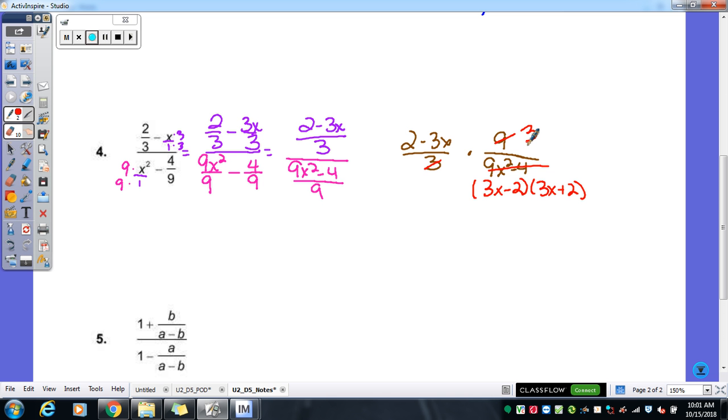And then there's one more thing we can reduce, but it would become a negative 1. Yeah, these ones would cancel and become a negative 1 because they're really the same thing, but they're flipped. So then up top, negative 1 times 3 will give us negative 3. In the bottom, we would have 3x plus 2. So negative 3 over 3x plus 2.